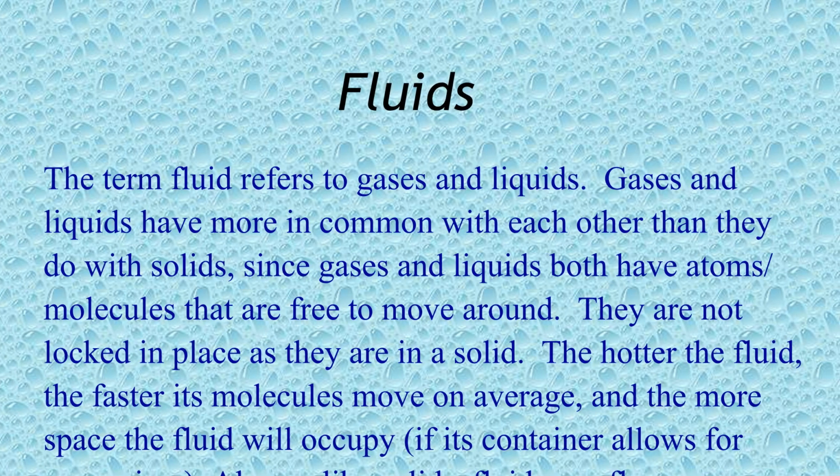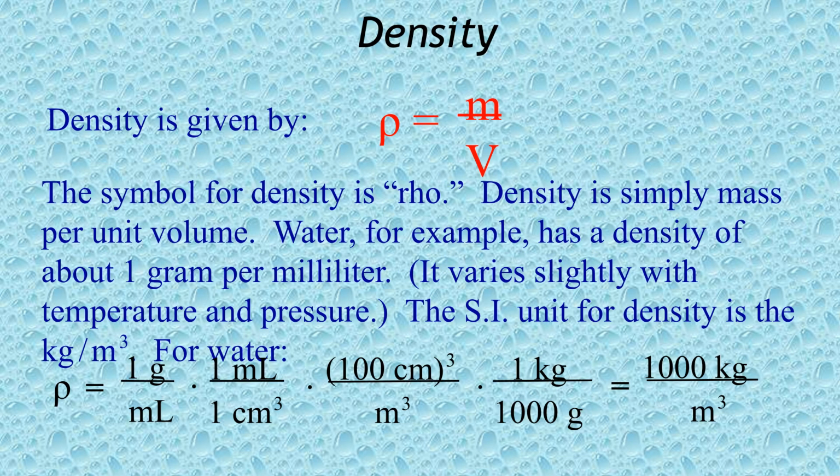The term fluid refers to both gases and liquids, as their atoms or molecules are free to move around, unlike those in solids. Fluids can flow. As a fluid gets hotter, its molecules move faster, causing the fluid to occupy more space. Density, symbolized by ρ, is defined as mass per unit volume, or m/v. The SI unit for density is kilograms per cubic meter. For example, the density of water is about 1 gram per milliliter.